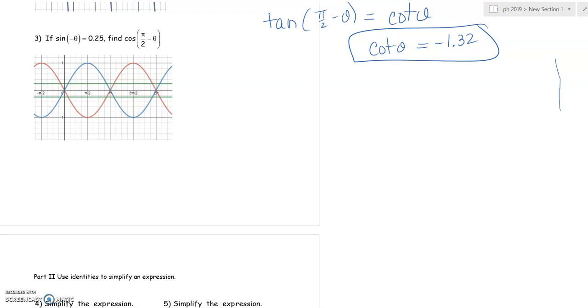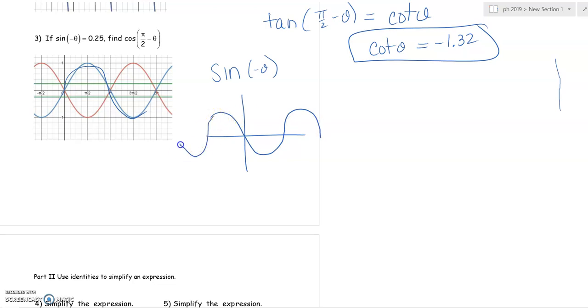Okay, when you come back, let's take a look. So first of all, they're telling us something about the sine of the opposite of theta. Well, let's think about that. If the sine of theta looks like the blue function here, if you reflect it over the y-axis, notice the sine of the opposite of theta is equal to the opposite of the sine of theta.